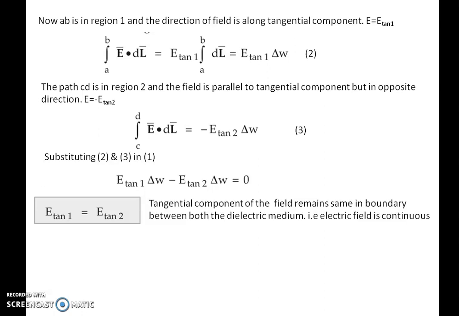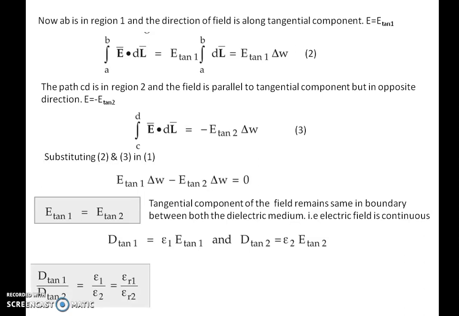Similarly, we can obtain the tangential component of flux density by using the relation between electric field intensity and D, that is E is equal to D by epsilon naught, or D is equal to epsilon naught into E. Here it is not epsilon naught because it is not free space, it is a dielectric medium. So D is equal to epsilon naught epsilon into E. The permittivity of the first medium is epsilon 1 and of the second medium is epsilon 2. So D tan 1 is epsilon 1 into E tan 1, similarly D tan 2.